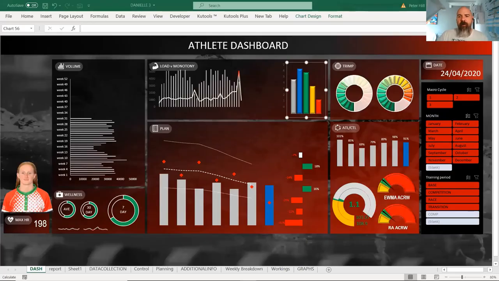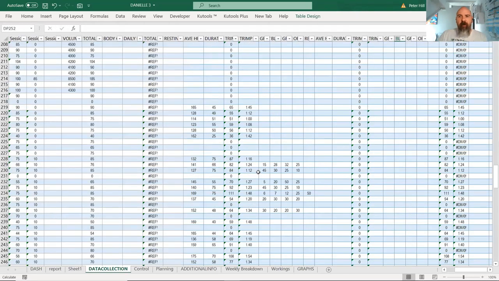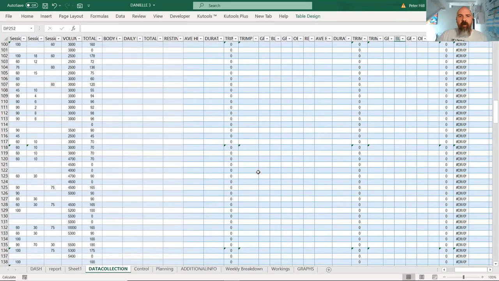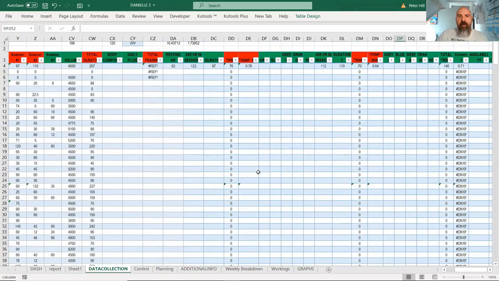The first thing I try to do is, well, this is the dashboard. Okay, so this is the way the information gets presented to me or to the athletes. Okay, across the bottom here, we can see we have some data collection. We'll just quickly run through the way we collect it. It's a bit messy in the background here, as you can see. There's just lots and lots of numbers, lots and lots of stuff.